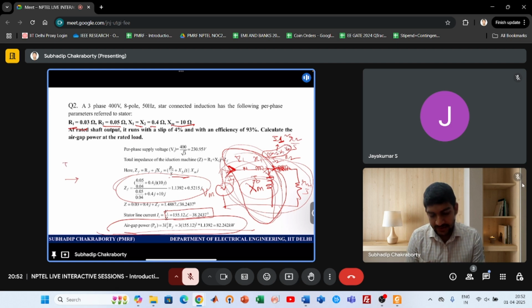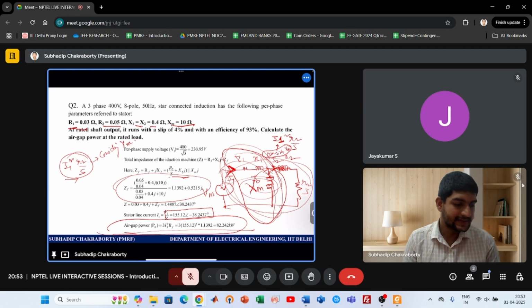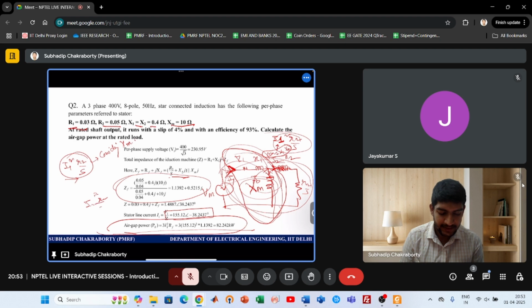If you calculate I1 square R2 by S considering XM, then I1 and I2 differ; without XM, I1 and I2 are the same. So accordingly, both are the same without XM. This comes from power balance, I2 square R2 by S. That is I1 square R2 by S if you have XM, because this is the current here. Both currents need to be taken into consideration, right?